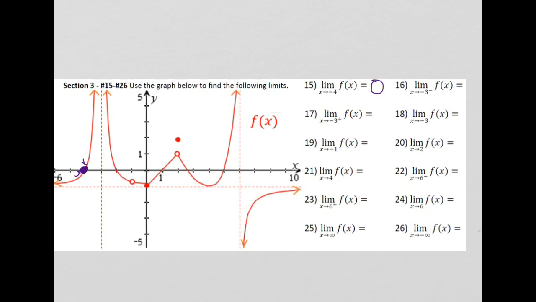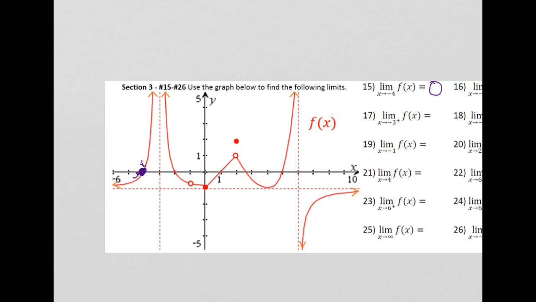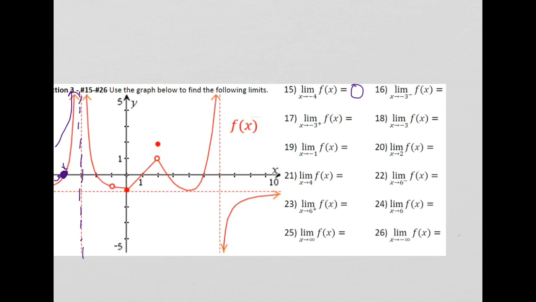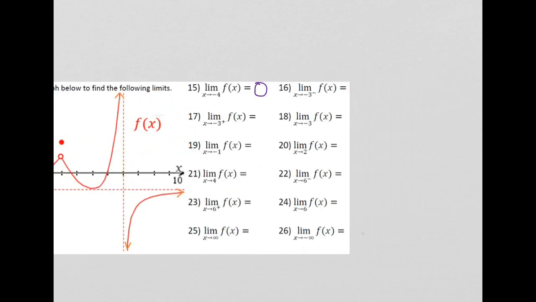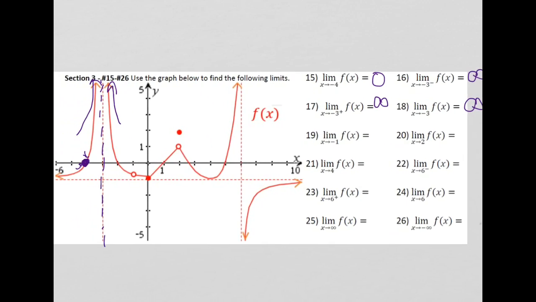Now let's look at -3 from the left. So -3, notice we have that asymptote right there. But from the left, it is going up to positive infinity. From the right, it is also going up to positive infinity. So now I have infinity from the left, infinity from the right. My limit agrees, so the limit at -3 is going to positive infinity.